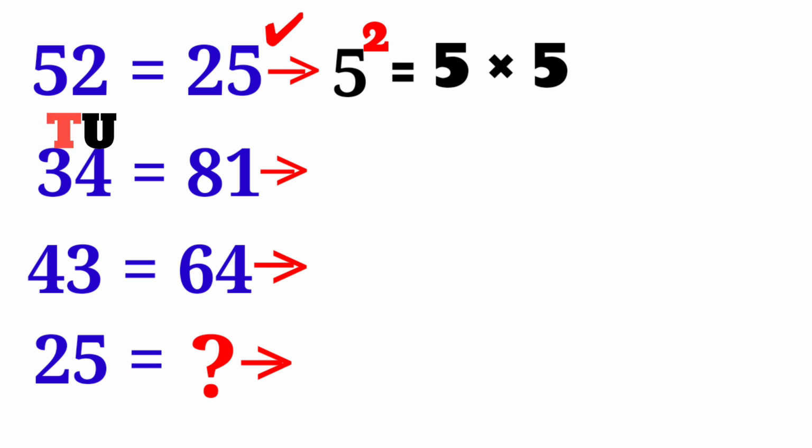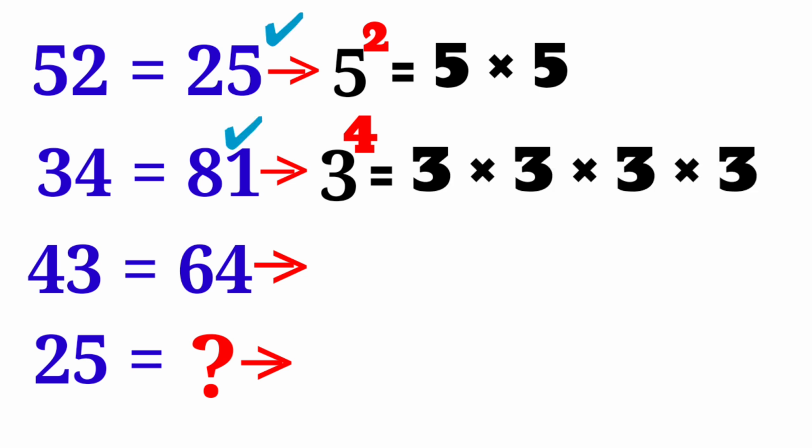In number 34, 4 is the units place digit and 3 is the tens place digit. Units place digit used as a power. 3 raised to the power of 4. Multiplication of 3, 4 times, we get answer 81.